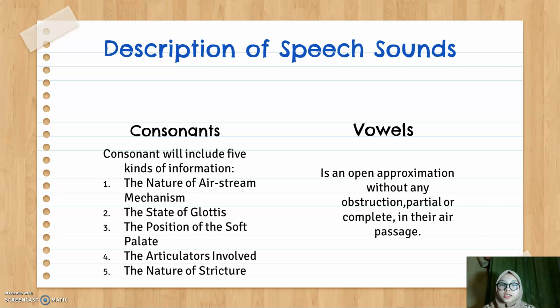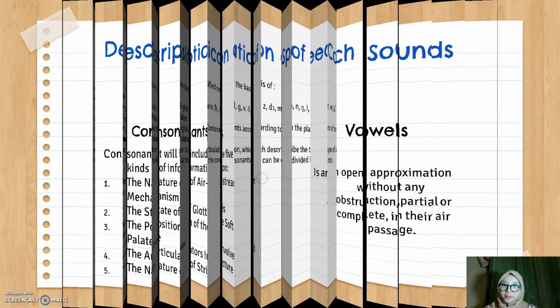Fourth, the articulators involved. In the description of consonants, we also have to discuss the various articulators involved. Fifth, the nature of stricture. It means the manner of articulation. A vowel is an open approximation without any obstruction, partial or complete, in the air passage.